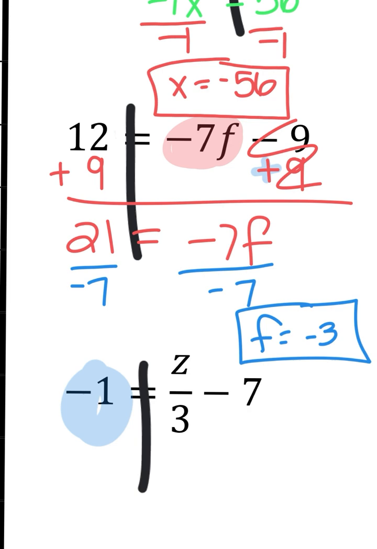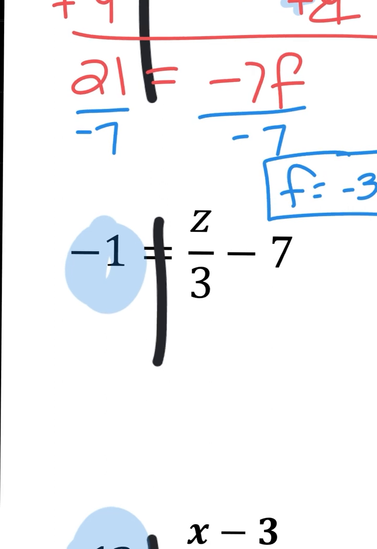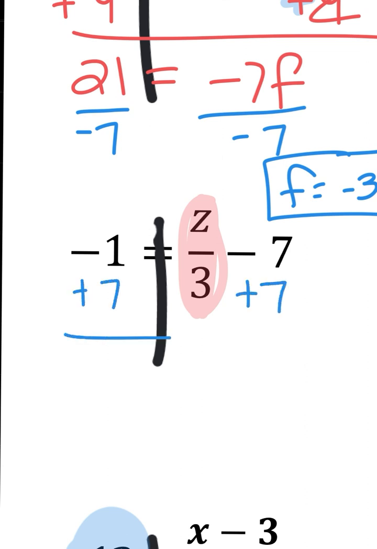All right, when we look at the bottom one, this one looks a little bit different. Now I'm going to highlight where my variable is. And you're going to notice that the variable this time is on the top of a fraction. So instead of our variable being multiplied by a number, it's being divided by something. So I'm still going to circle the variable with the term. This time the term is like right underneath it, or the constant. And now I have -7. To undo -7, I'm going to add 7.